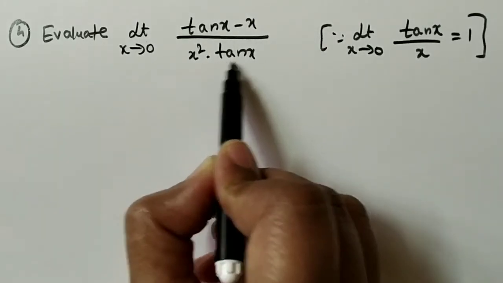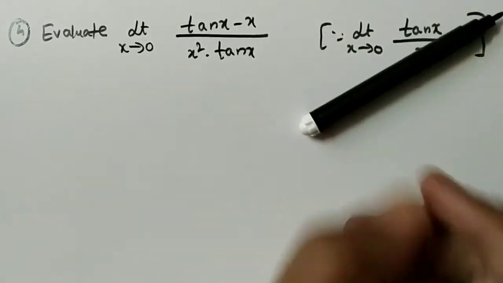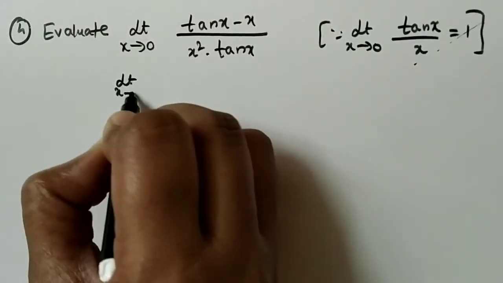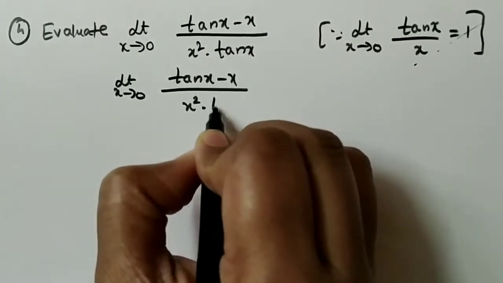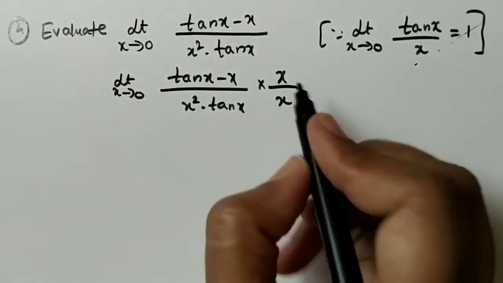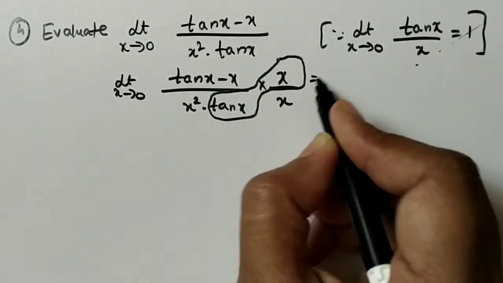So for that sake, this tan x is given. You need x, then this value becomes 1. So for that sake, we'll multiply and divide with x. Limit x tends to 0, (tan x minus x) by x square into tan x into x by x. Now see this, x by tan x becomes equal to 1.